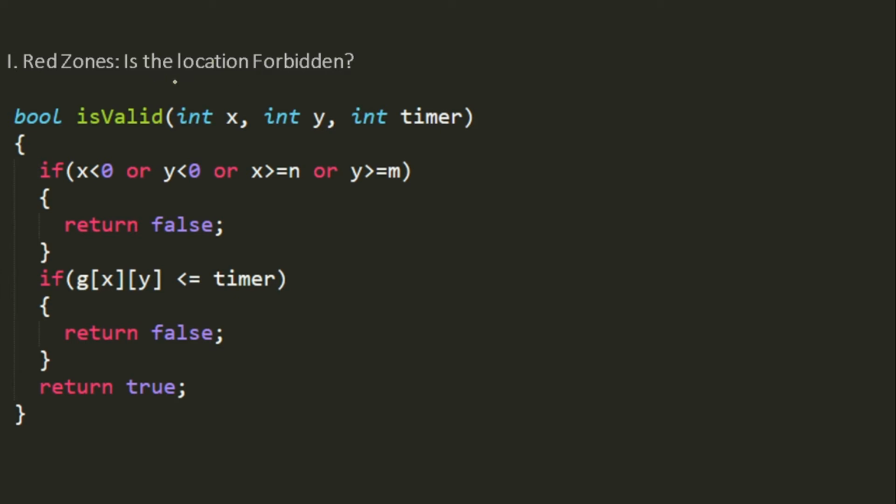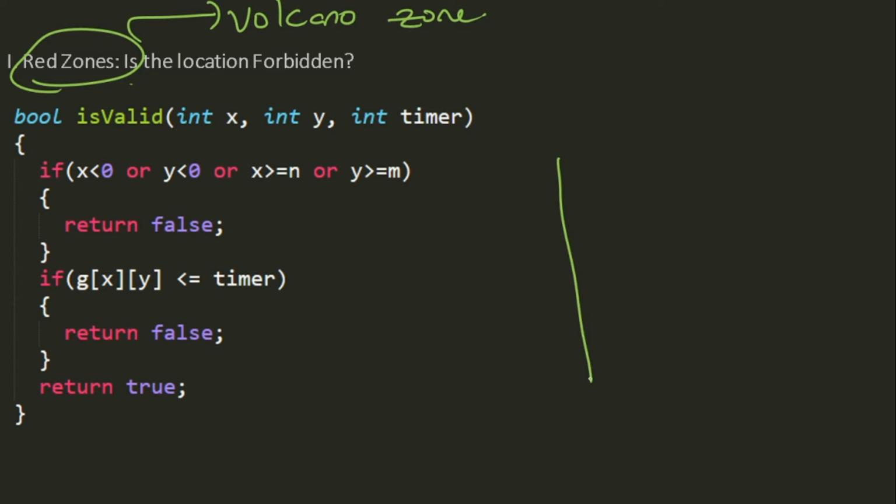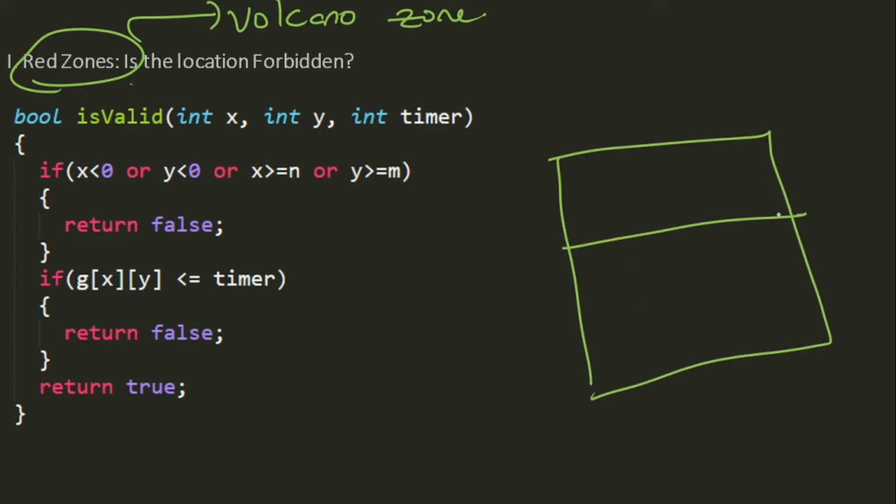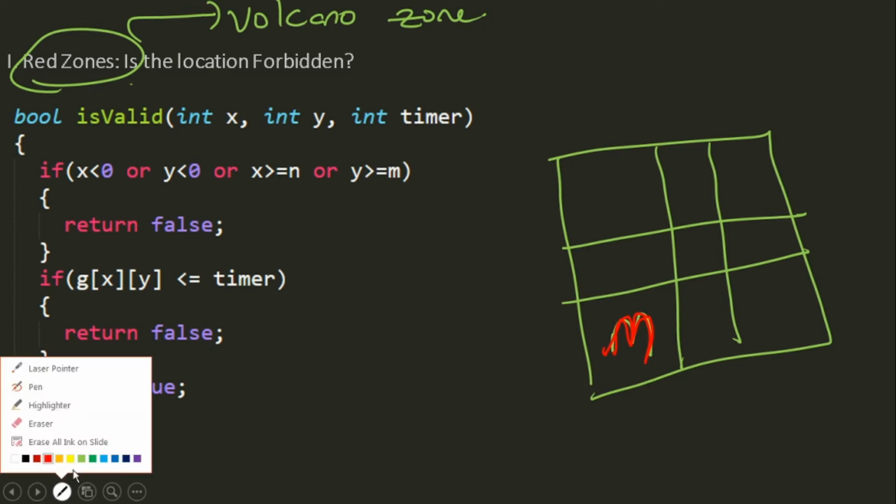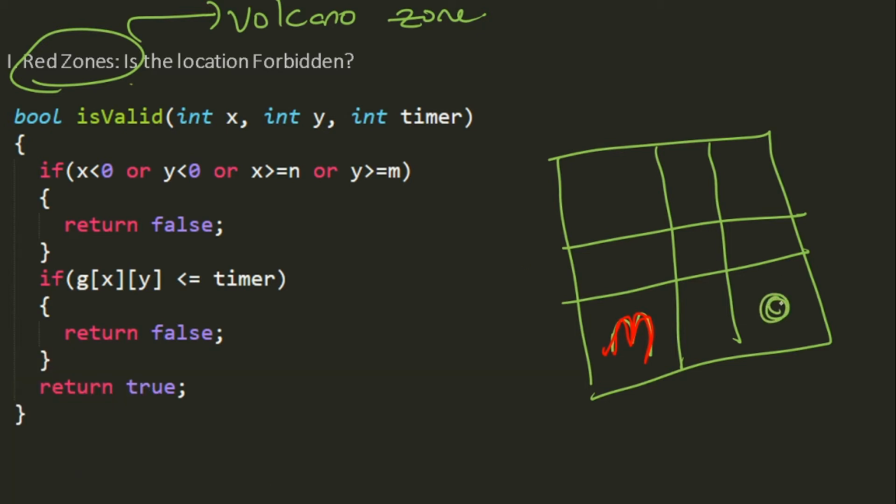So there are a couple of things that we need to understand here. Red zone, volcano zone. Let me illustrate with an example. So there is a volcanic source here. Let me label him red. So there is a volcano source here. Our player is here. Now the question is, is this a valid location? Is this a valid location or not? The answer to that question will depend on time.